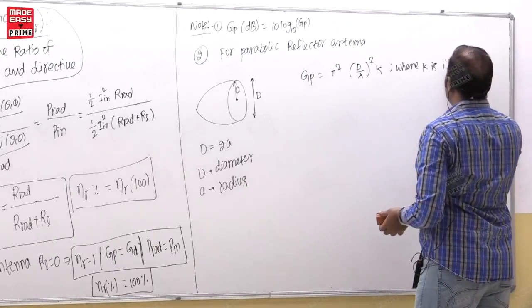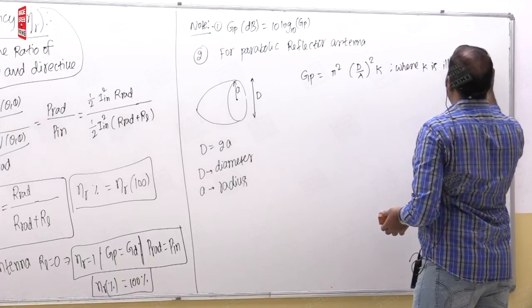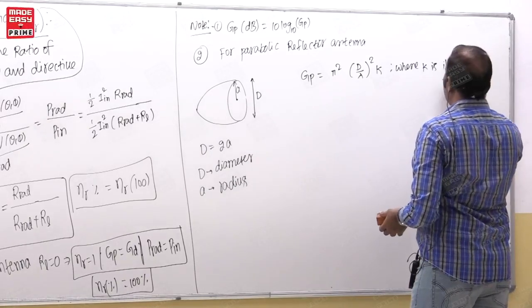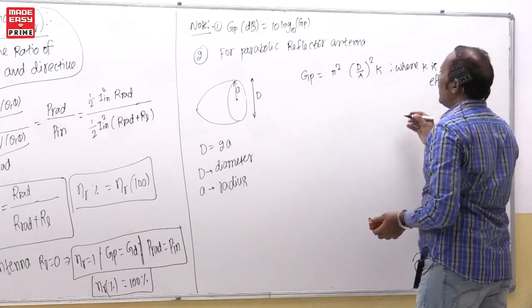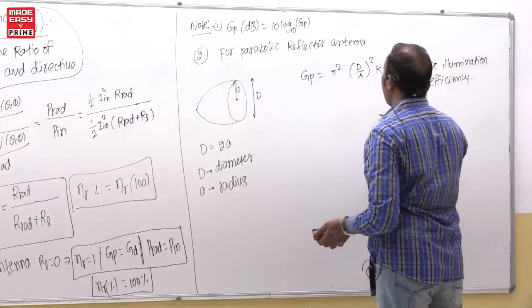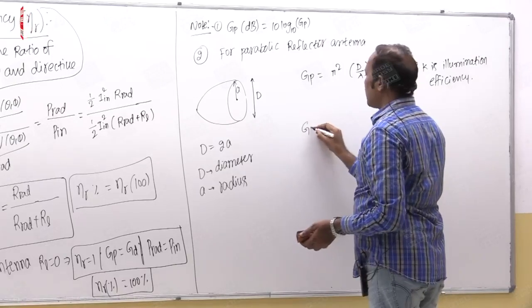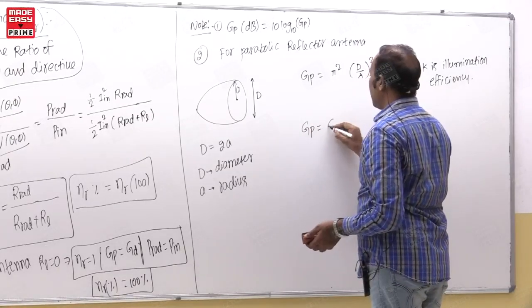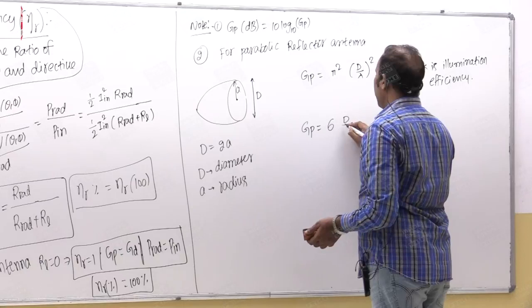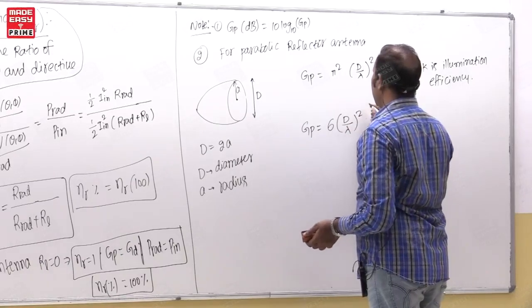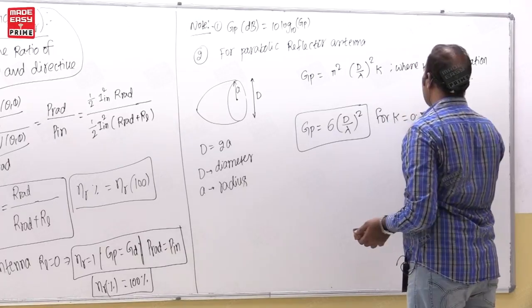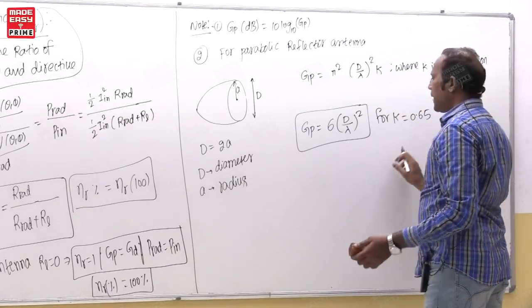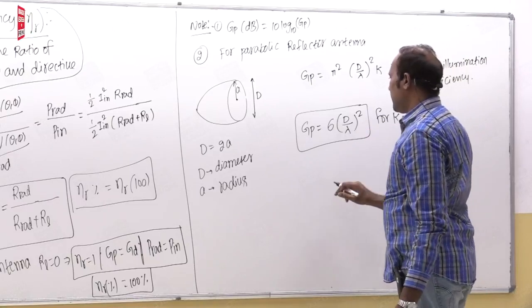K is illumination efficiency. Actually, the practical value of K is 0.65. Then after substituting 0.65, you get 6 (D by lambda) whole square. For illumination efficiency, K is equal to 0.65. This is generally the practical value. This you remember, dear students.